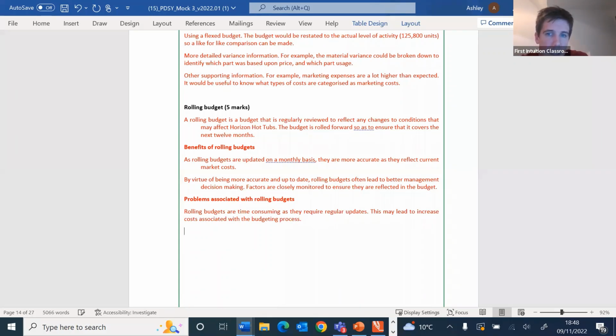Okay. And another one, anyone think of anything else? I'm going to give you a big clue here. How might staff feel if you keep changing the goalposts? So what? Yeah, absolutely. It might have a negative impact on demotivation.